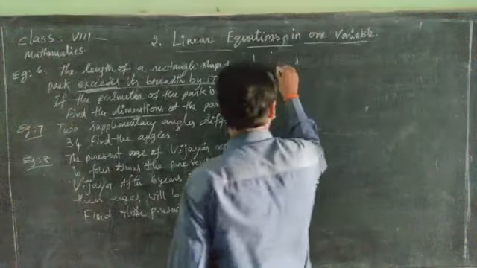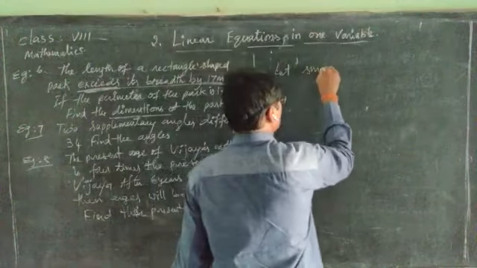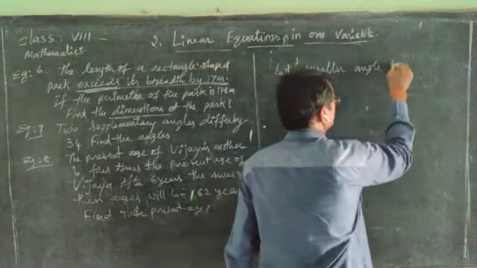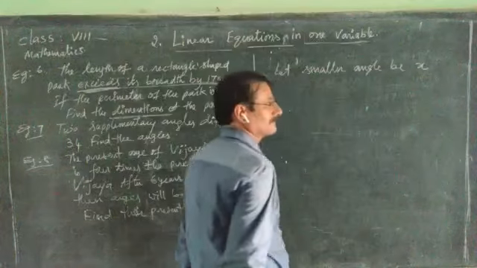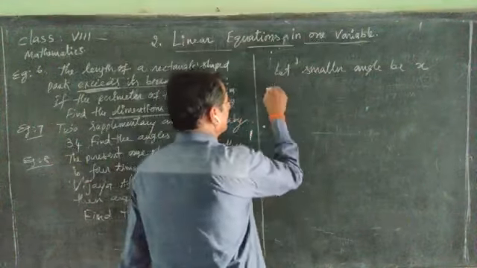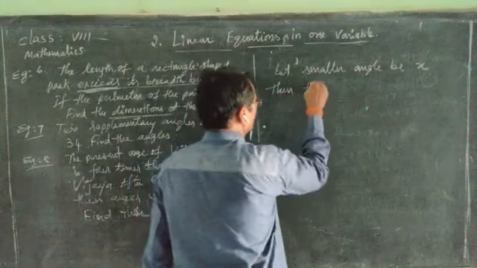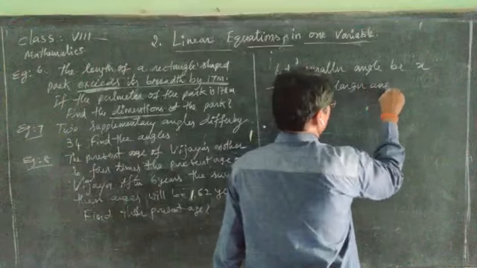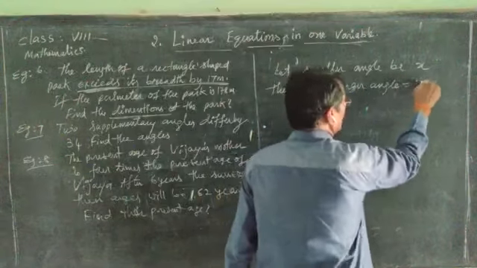So let the smaller angle be x. Then the larger angle equals x plus 34.